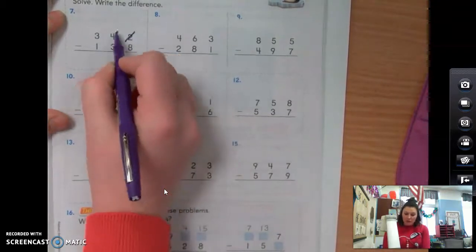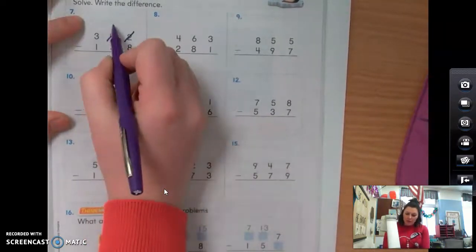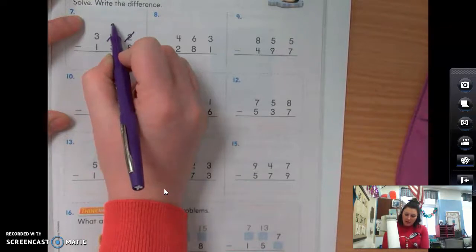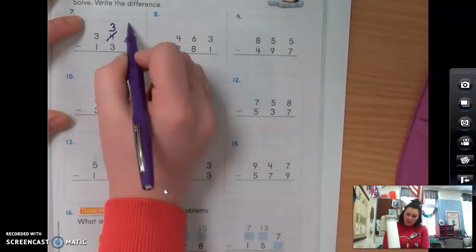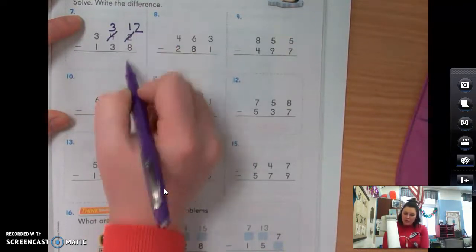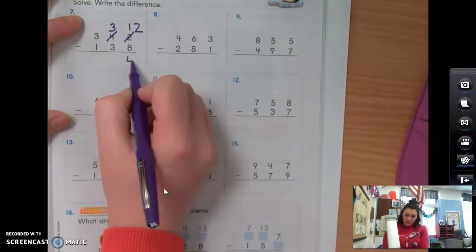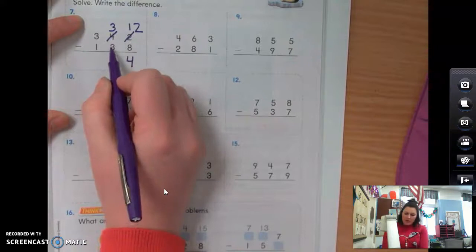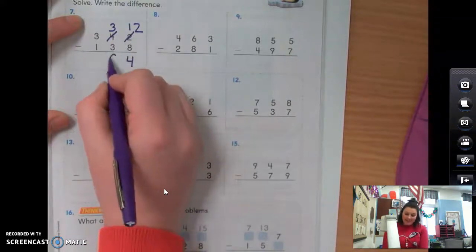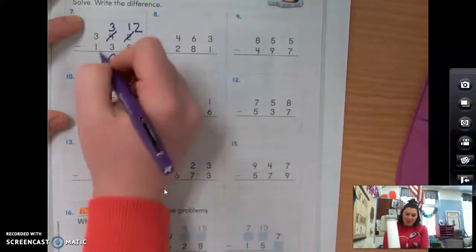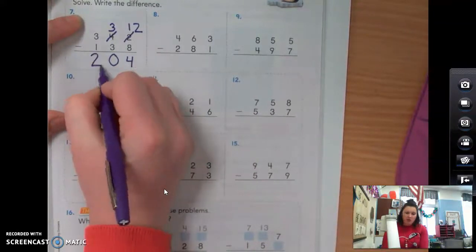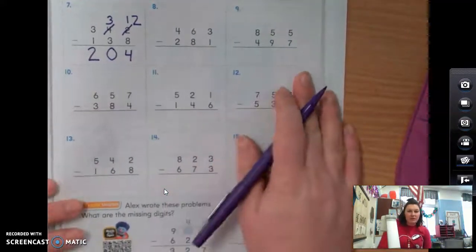Cross out 2, cross out 4. The 4 becomes 3. The 2 becomes 12. 12 take away 8 is 4. 3 take away 3 is 0. I hope that didn't mess you up. And 3 minus 1 is 2. 204 should have been your answer there.